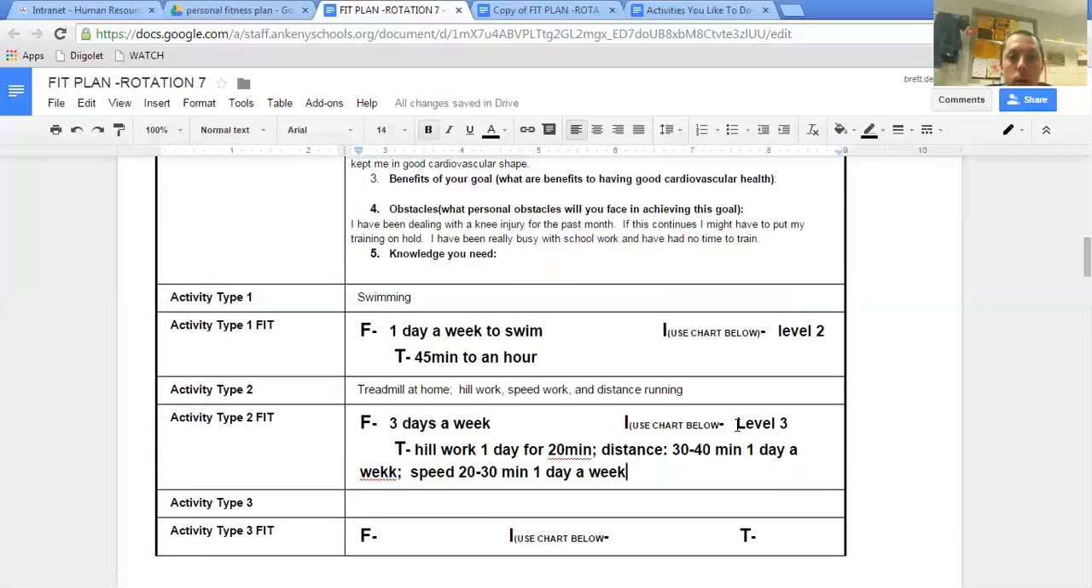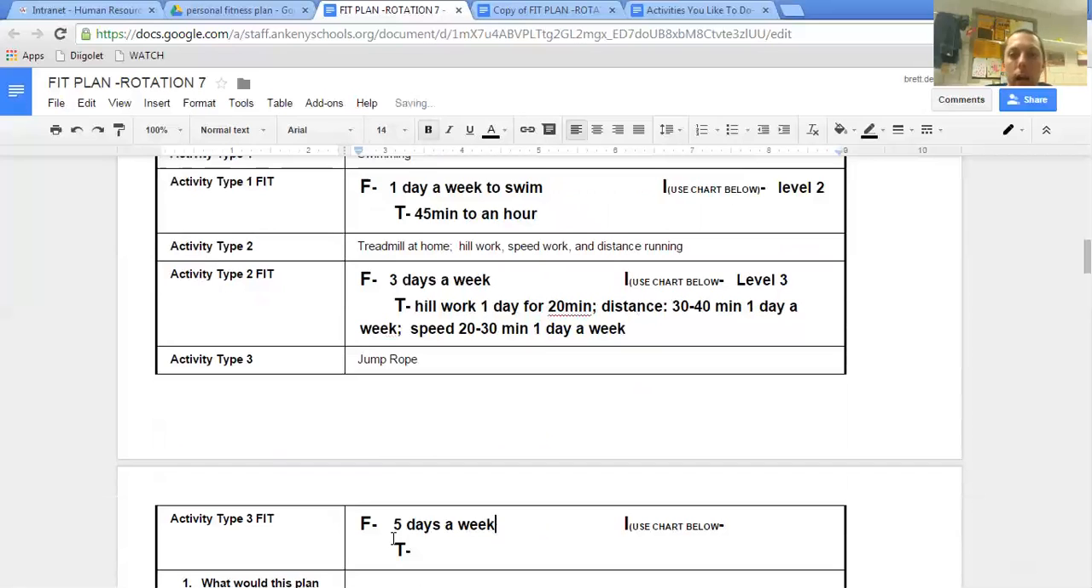So that's telling me, if I'm the teacher and I'm looking at this, okay, this person's goal would be to do treadmill work at home, working on hill work, speed work. One of those days is going to be focused on hills. One of those days is going to be focused on distance. And one of those is going to be focused on speed. And then I could come to my activity 3, and maybe activity 3 is jump rope. And I want to do this more for a warm-up, but I want to do this at least 5 days a week. Okay. And then I would use the chart below, and then I would come up with my time.